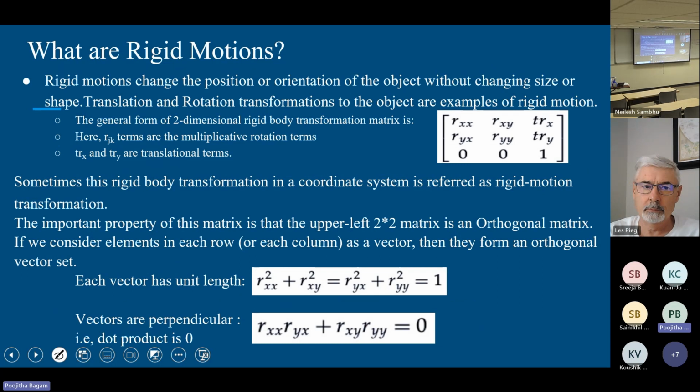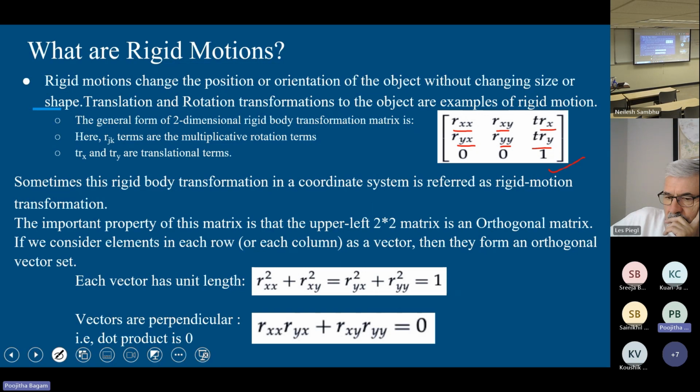Coming to rigid motions. Rigid motions change the position or orientation of the object without changing the size or shape. So translation and rotation transformations of the object are examples of rigid motion. The general form of the two-dimensional rigid motion transformation matrix can be represented this way. Here, the rjk terms are the rotation terms, and trx and try are the translational terms. Sometimes this rigid body transformation in a coordinate system is referred to as rigid motion transformation.